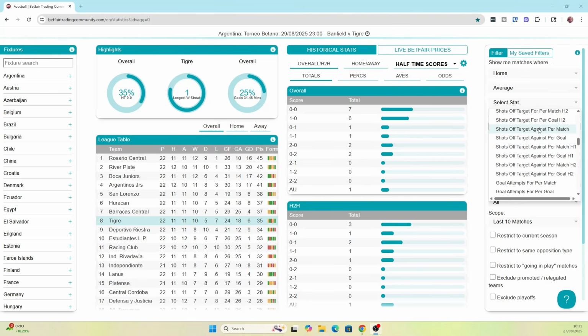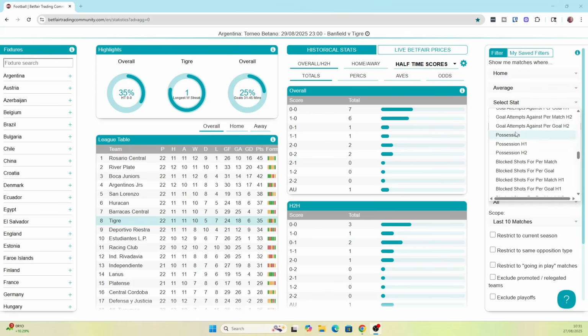Looking at, well, how many shots off target do they have per match? How many shots are they having? What are their goal attempts in the first half average? What's their possession? Possession is how long they have the ball compared to the other team in a match. XG, again, another really popular stat. What's their XG? What's their average XG?